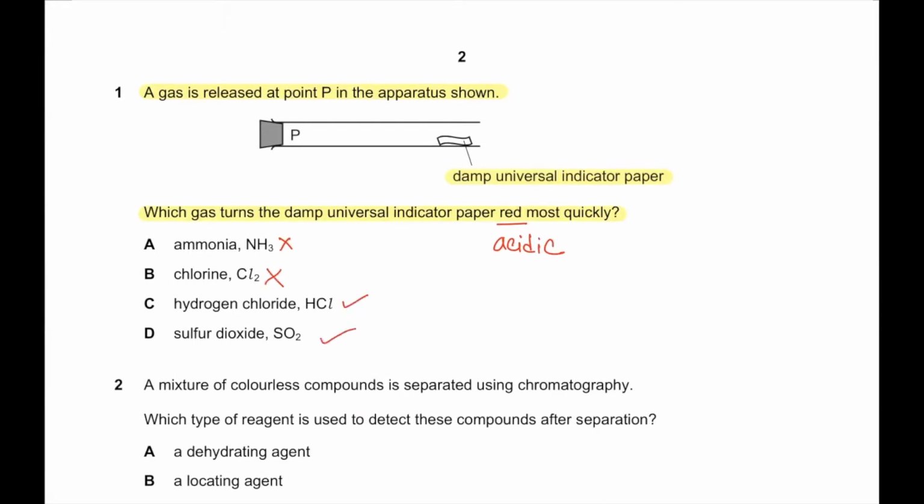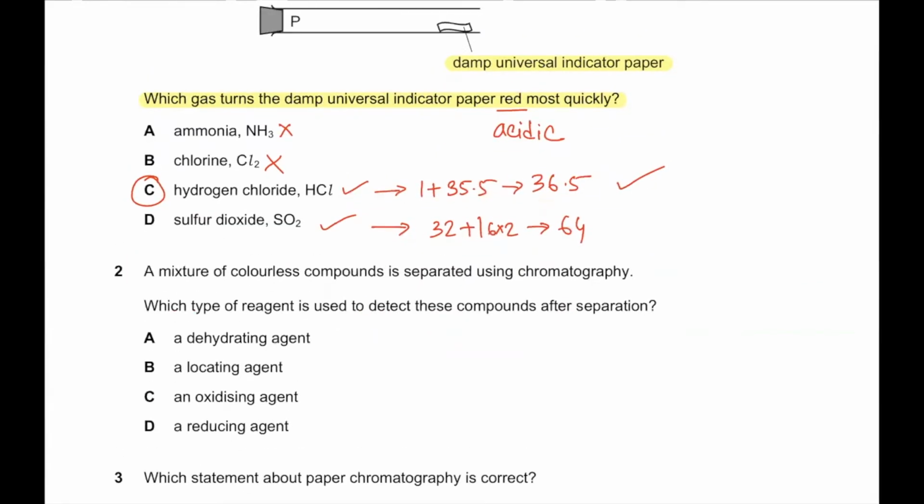Now most quickly will be done by the gas that has the lowest molecular mass. HCl has the mass of 1 plus 35.5, which is 36.5, and sulfur dioxide has a mass of 32 plus 16 into 2, which is 64. So definitely HCl will be the winner. So C, hydrogen chloride will make the universal indicator paper red most quickly.